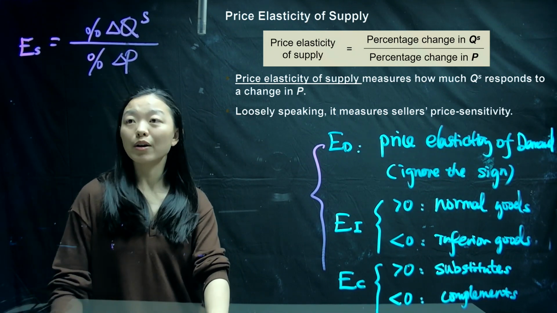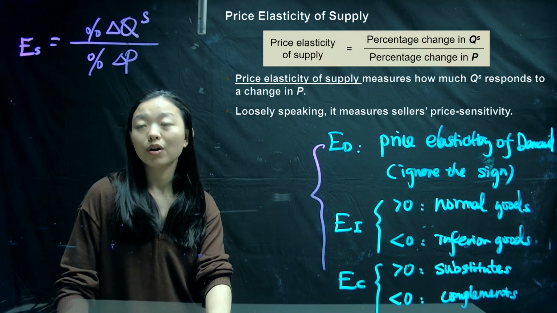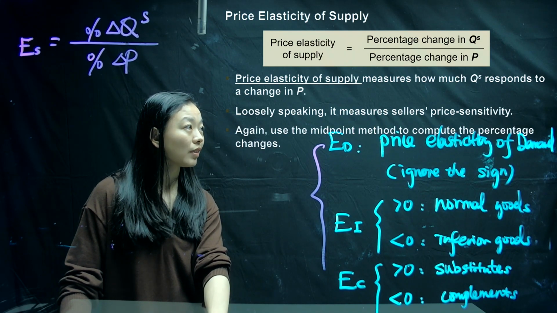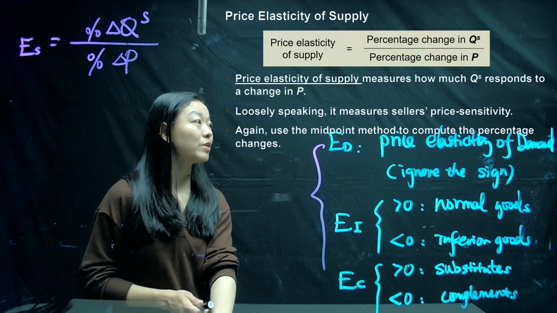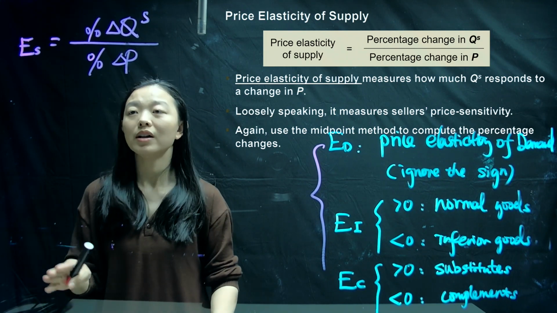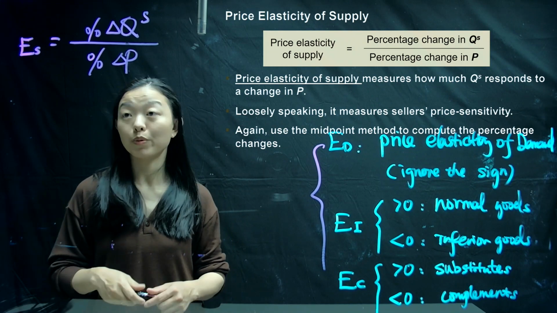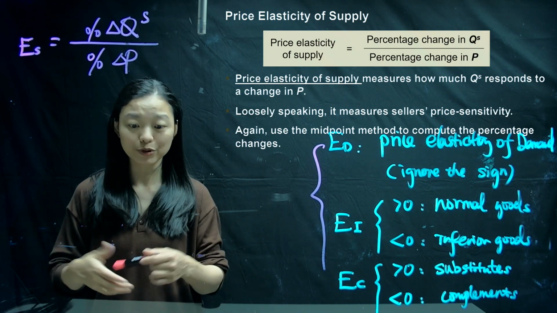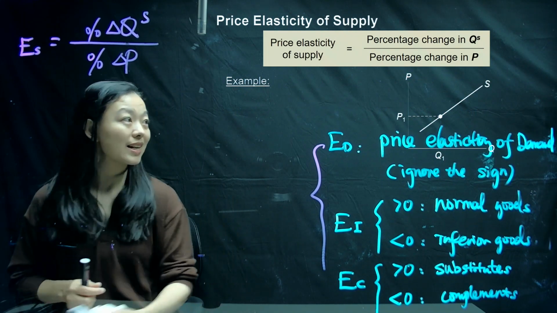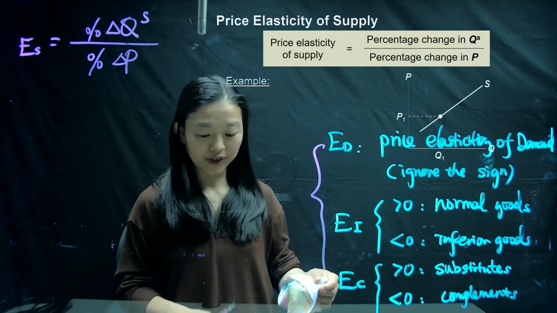It measures sellers' sensitivity or responsiveness to the price change. Again, we can still use the midpoint method to compute the percentage change. Here I will not emphasize the midpoint method because I already explained it several times. Then for the price elasticity of supply, we can see how to compute it.